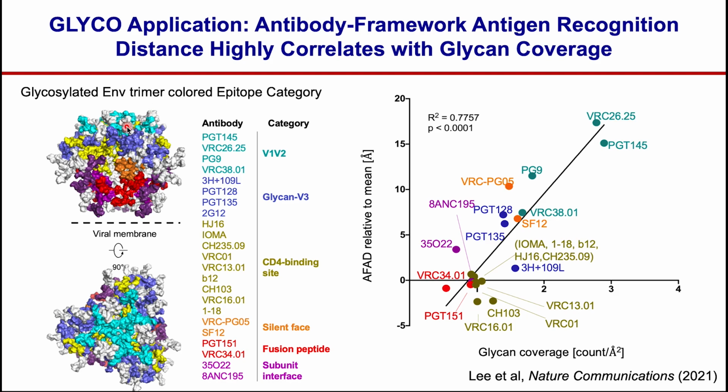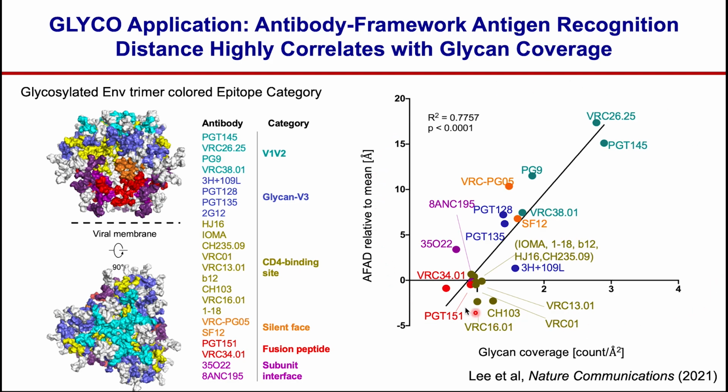We calculate the glycan density just for the V1, V2 region. And next one, which is the glycan V3 epitope, we also calculate the glycan density just for this region as well. And I repeated this for all the epitope regions, and then tried to find the correlation between the glycan coverage and the distance that I calculated in the previous slide.